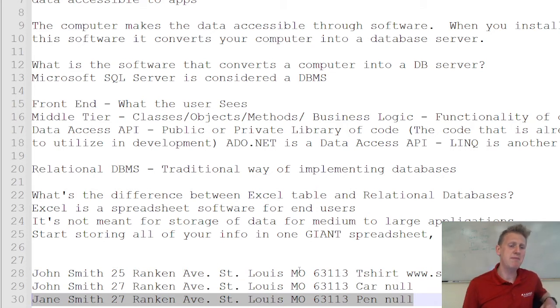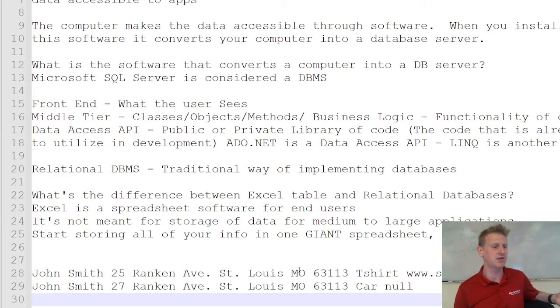You got to get rid of the record. And so, well, maybe you want to keep the customer. You don't want to lose Jane Smith as a customer, but if you delete the record, well, not only am I deleting the purchase information, I'm also deleting the customer information. So that's a problem.